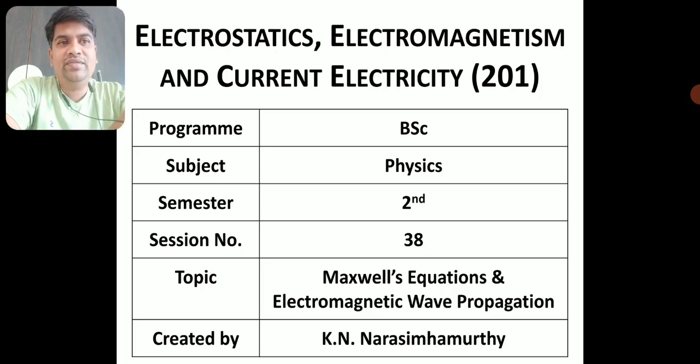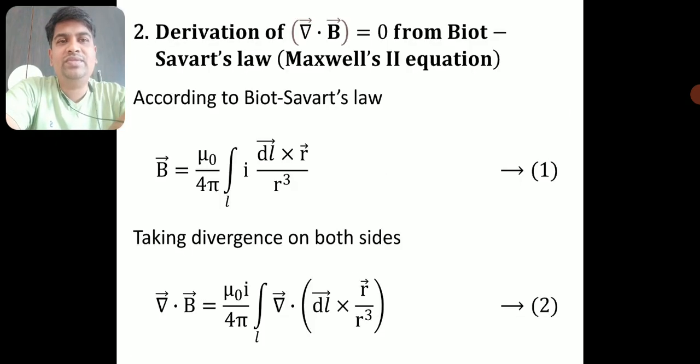Now I have explained one Maxwell equation in my previous video. Today I am going to explain 2 more Maxwell's equations. These are very simple equations, and the derivation is also very simple. The second Maxwell equation is div dot B, divergence of B is equal to 0. We are going to derive this divergence of B equal to 0 using the Biot-Savart's law.